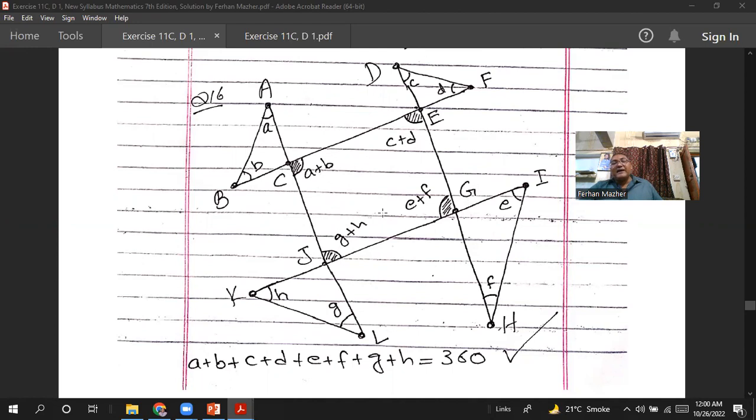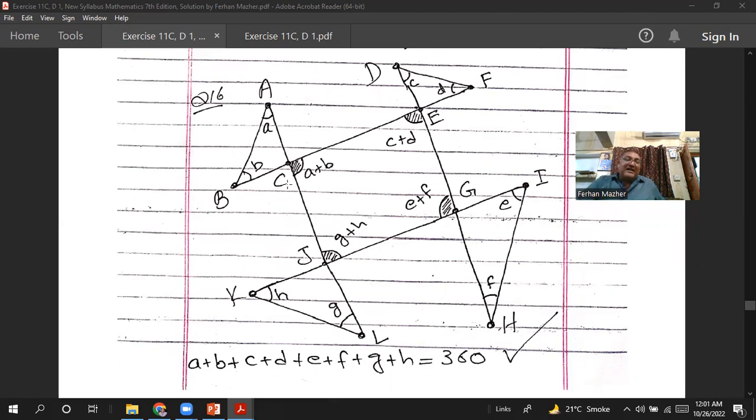You can see this shape here. This is a quadrilateral. And if I add all 4 exterior angles of this quadrilateral, their sum will be how much? Their sum will be 360. So A plus B plus C plus D plus E plus F plus G plus H equals 360. So this is how you prove it.